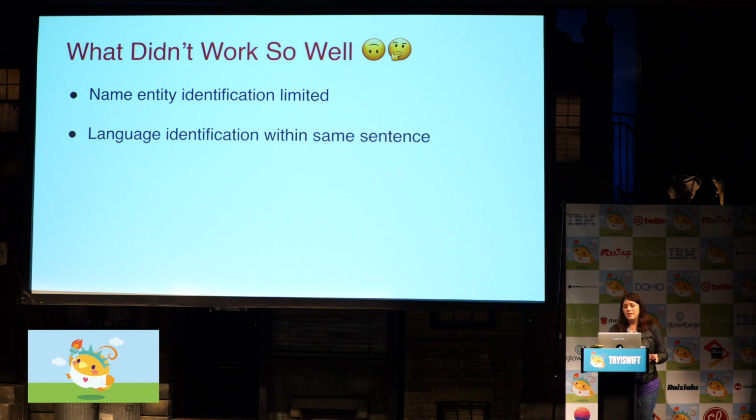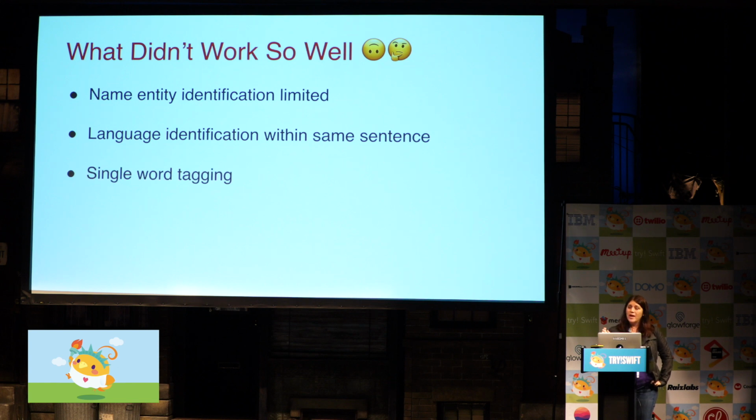Language identification within the same sentence didn't work too great either. I tried to pass along some Spanglish because I thought that would be really fun to play around with. If I changed one word in a sentence, then it would affect how the other words were analyzed. I think it's maybe because the languages are pretty similar alphabetically. Maybe. I haven't tried with other languages. If you do try it, let me know, because I'd be curious to see how it works.